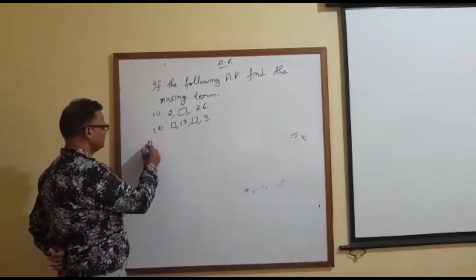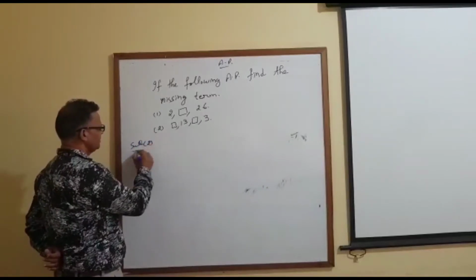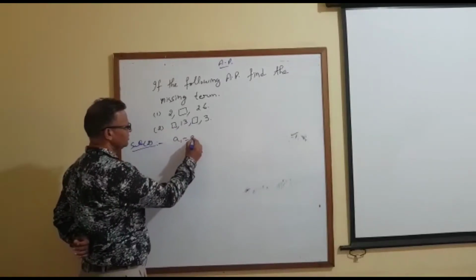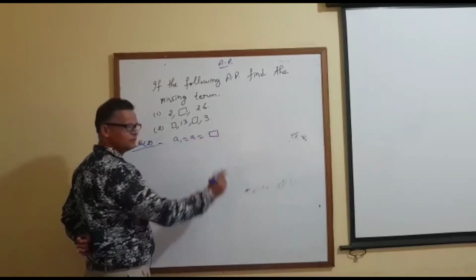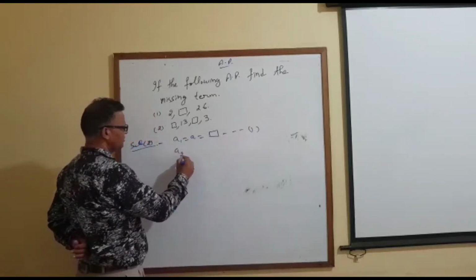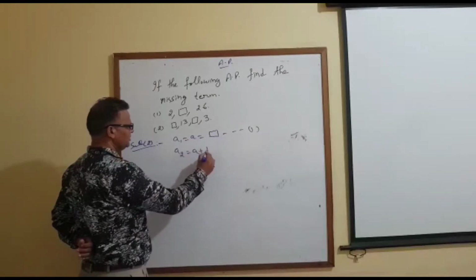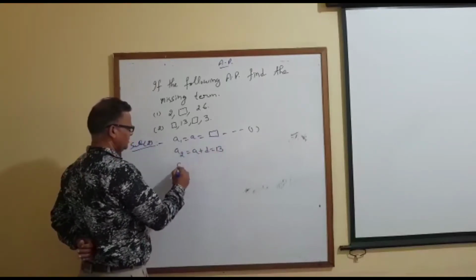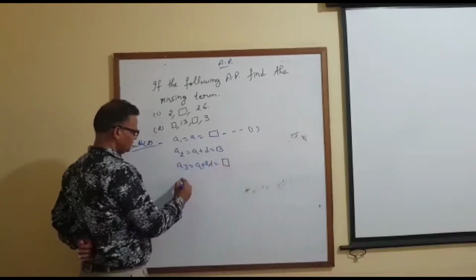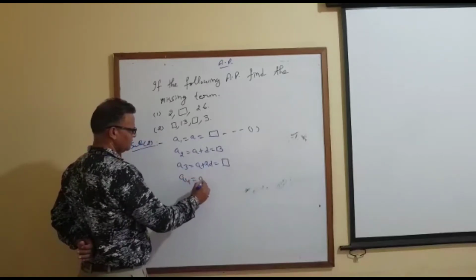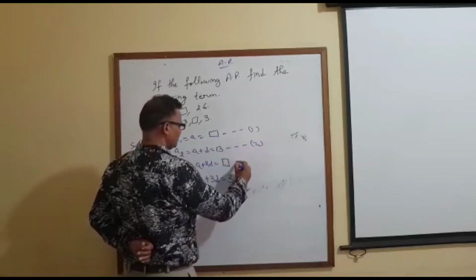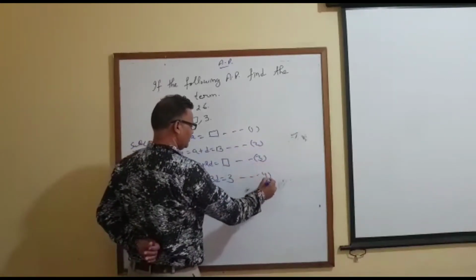The problem number 2. In this case we have 2 blocks. A1 is equal to A, the first term itself we don't know. Give the number 1. Now A2 is equal to A plus D is equal to 13, and A3 is equal to A plus 2D, again it is block. A4 is equal to A plus 3D is equal to 3. So give the numbers 2, 3, 4.